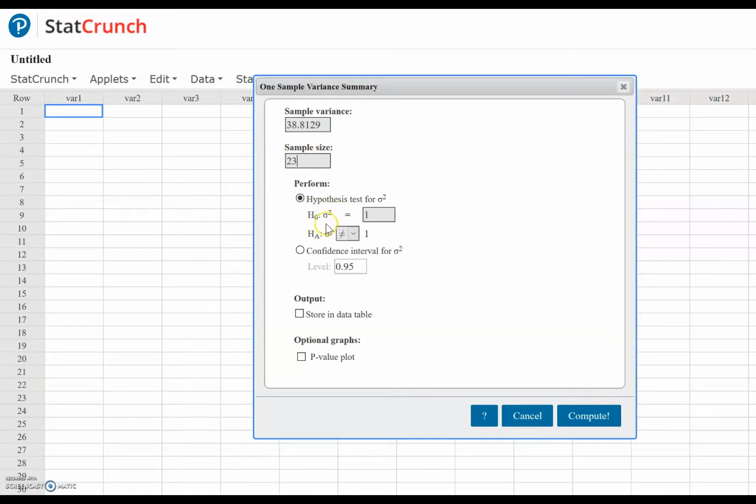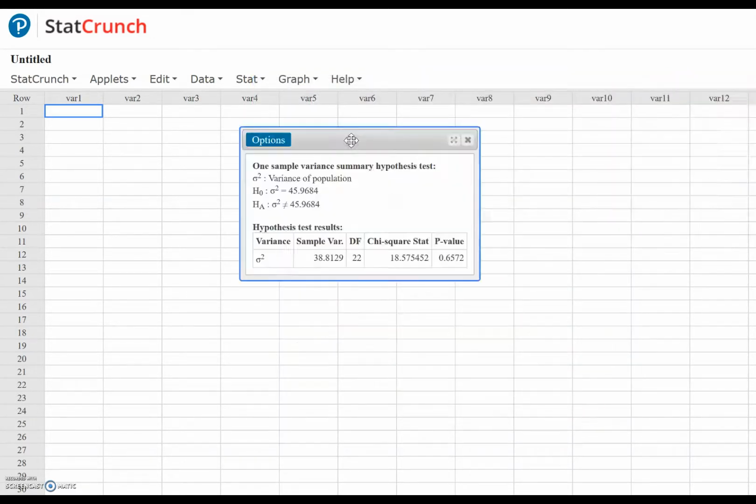But now here in my hypothesis test, notice it has the symbol for variance. Our hypothesis was just written in terms of standard deviation. So I have to take my population standard deviation, that's 6.78, and square it and get 45.9684. That's the value I need to enter here for my null hypothesis. Then I come down here to my alternative, make sure I check the appropriate symbol, which I wanted not equal, and then I can go ahead and compute.